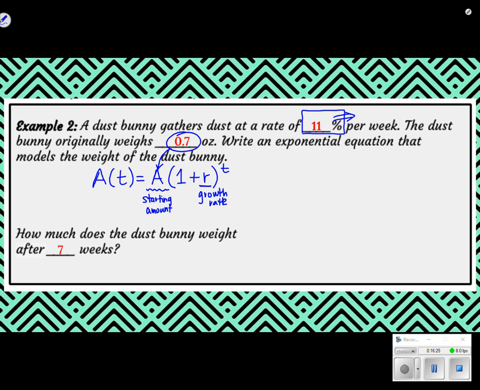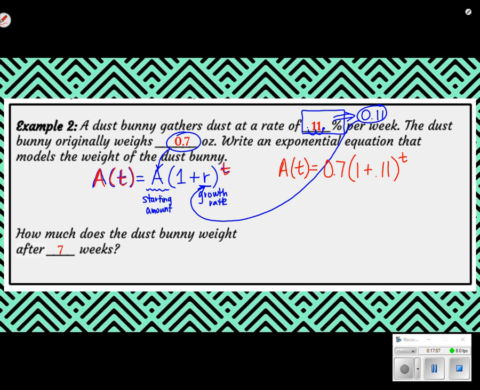So we are going to take that percent, that 11%, and we're going to change it to a decimal. What is 11% as a decimal? It's going to be 0.11. That is what's going in for R. T is going to stay T because we need a variable in our equation. If we don't have a variable, we don't have an equation, where we have two variables in the equation. So we need to make sure we have T here and A of T here. All right, so A of t equals 0.7 times 1 plus 0.11 to the t power.